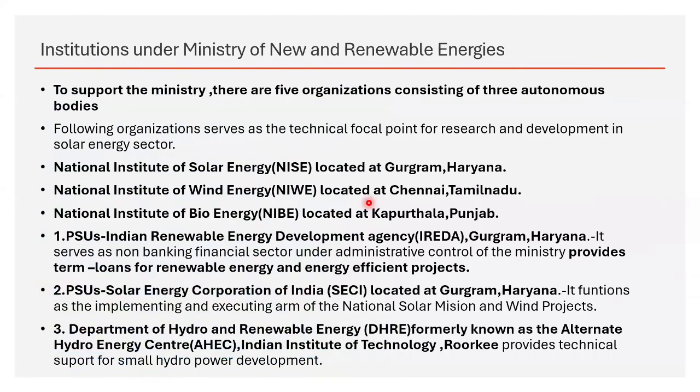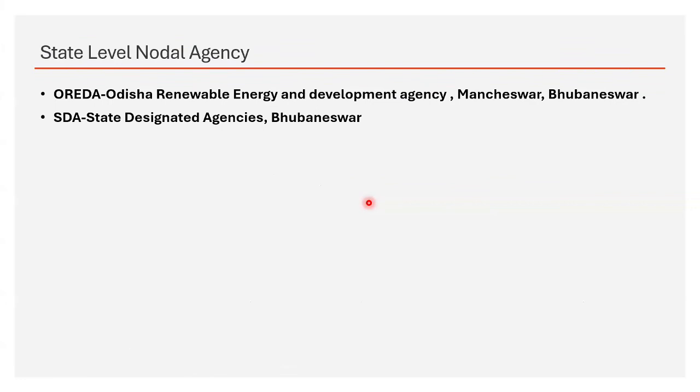So these are the institutions under the Ministry of New and Renewable Energy, we call it MNRE, like the National Institute of Solar Energy, NISE, and NIWE, that is the National Institute of Wind Energy. Normally they do R&D activities and they give recommendations to the Government of India. And the National Institute of Bioenergy is situated in Punjab. So these three are basically involved in the renewable energy R&D sector, and similarly a few other PSUs. At the state level, OREDA, that is the Odisha Renewable Energy Development Agency, and state designated agencies, that is the respective electrical inspectorates. These are the state level nodal agencies which ensure that the guidelines we just discussed are enforced and met.